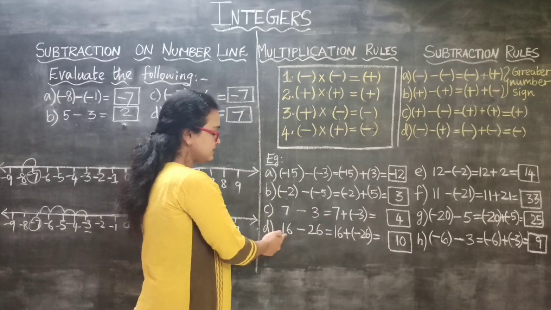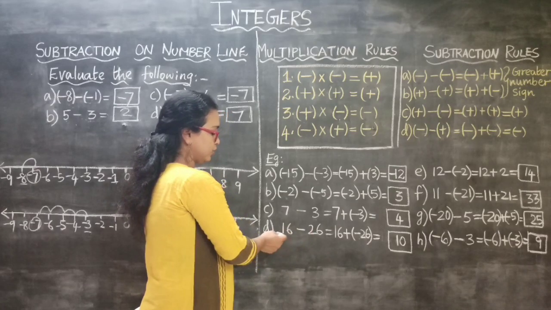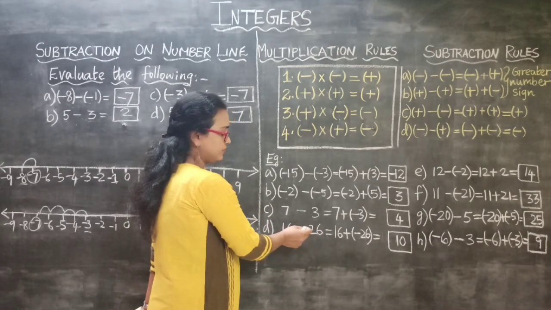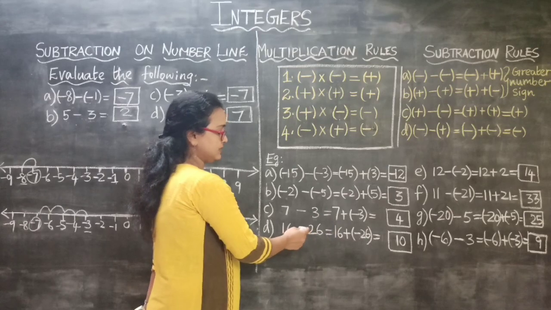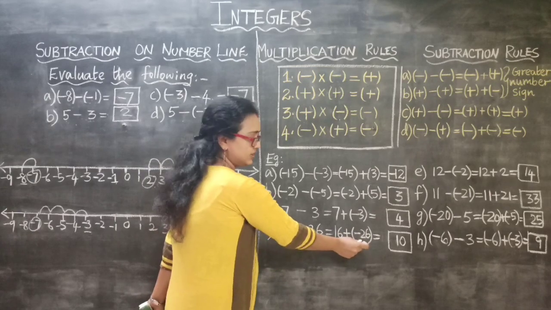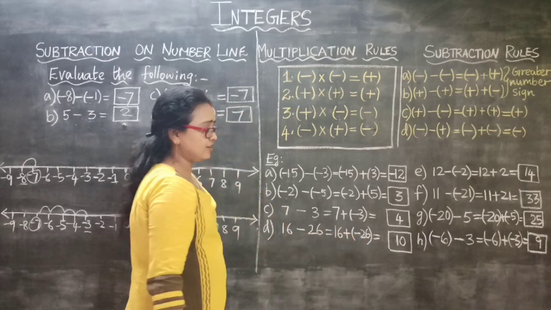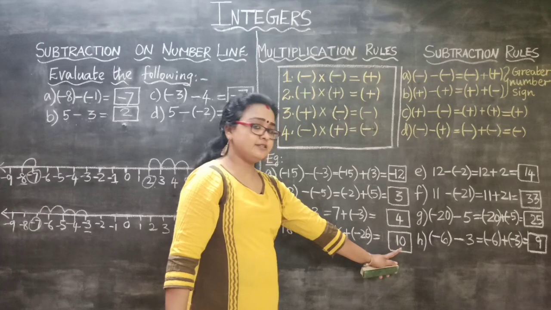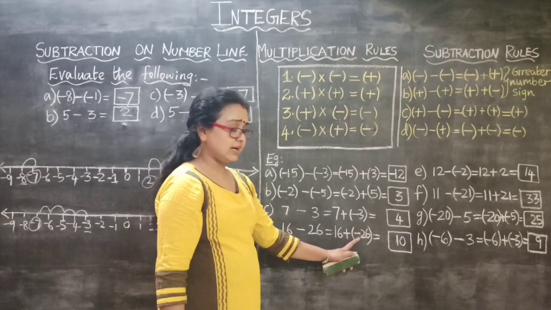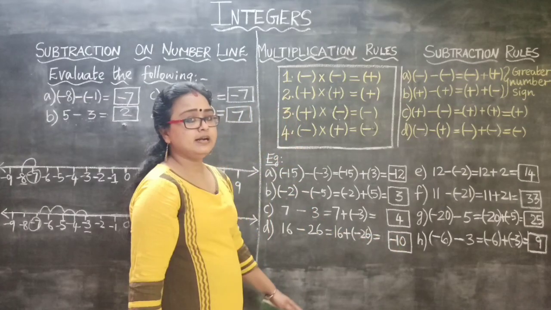Next example here is 16 minus 26. Both are positive integers, 16 minus 26. Now 16 remains as it is, and minus and plus here, right? Without any symbol means it's plus. So minus into plus is minus. So here the second integer will turn into a negative integer, that is minus 26. So 16 plus minus 26, we have to do subtraction, right? Then I will get the answer as 10. And when I do subtraction, I have to check the sign of the greater number. That is minus, right? So my answer will be minus 10.